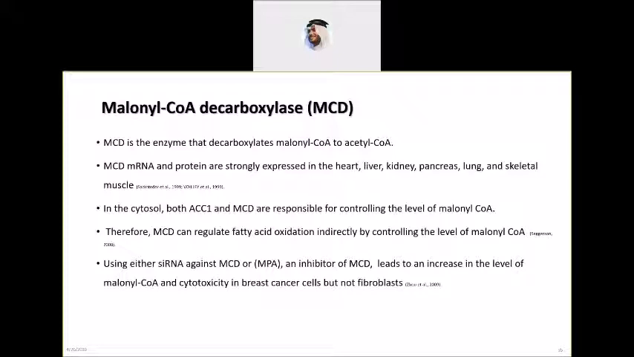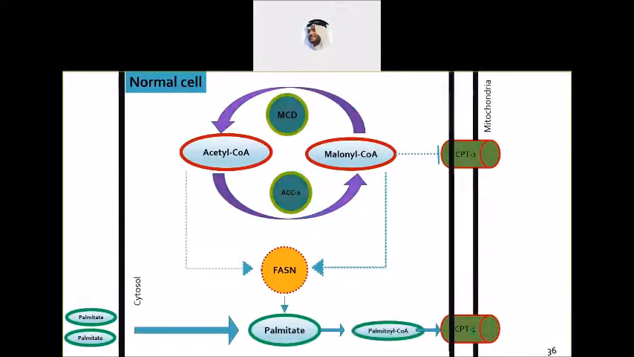In the cytosol, both ACC1 and MCD are responsible for controlling the level of malonyl-CoA. Therefore, MCD can regulate fatty acid oxidation indirectly by controlling the level of malonyl-CoA. So either using small interfering RNA against MCD or using a chemical inhibitor like MBA as an inhibitor for MCD will lead to an increase in the level of malonyl-CoA and lead to cytotoxicity in breast cancer cells, but not the fibroblasts.